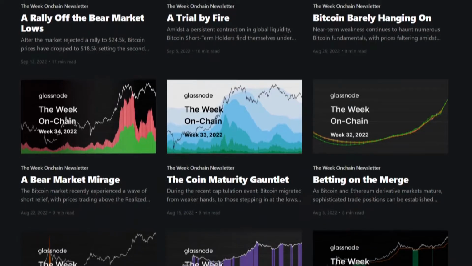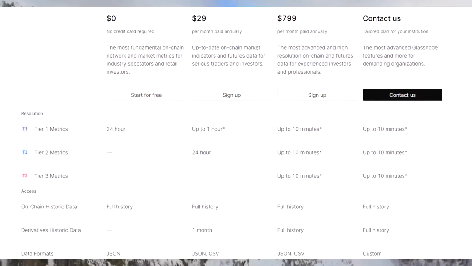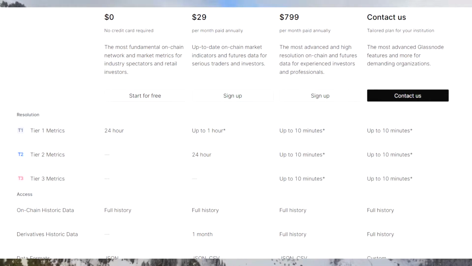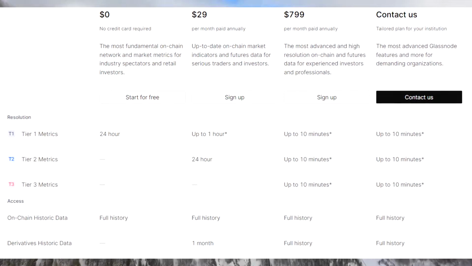A side note, however, is that some of these services require a monthly subscription to access other advanced signals or data points. However, the free version for starters is more than enough initially in your crypto journey.